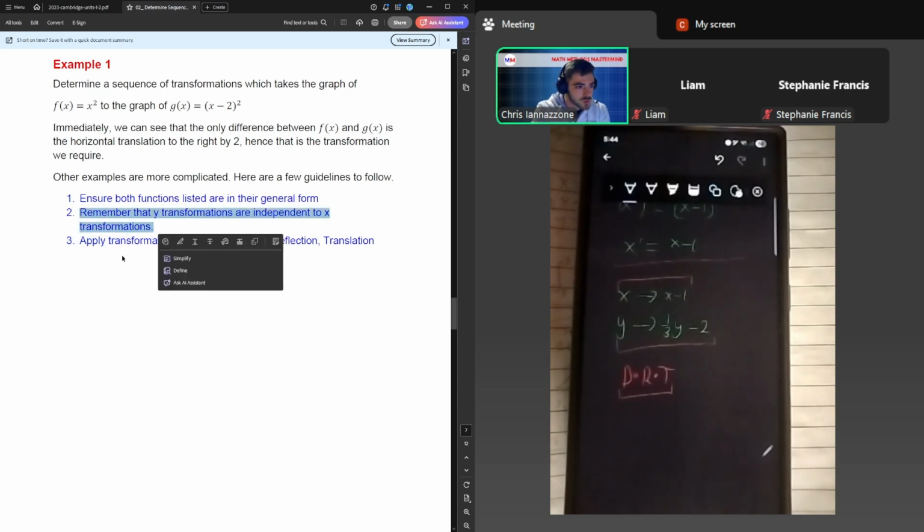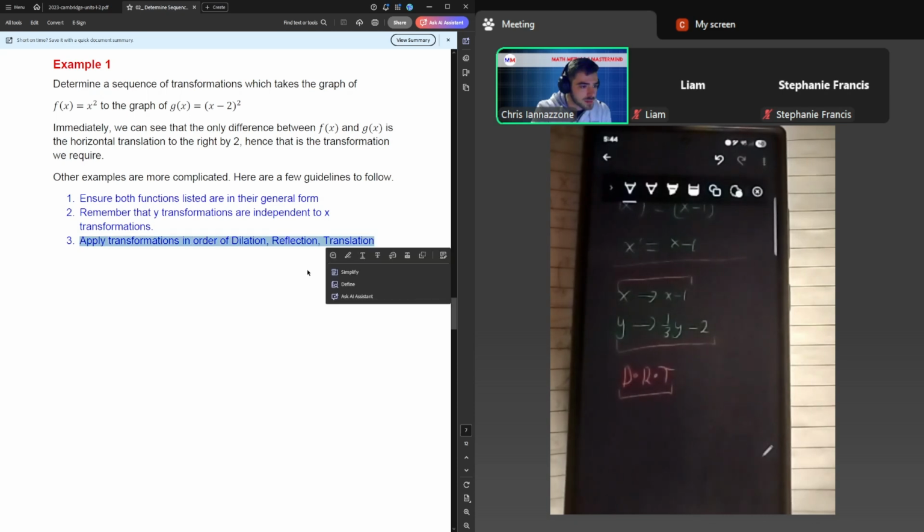This one here, more of a reminder, y is independent to x. So when you're doing your manipulations, anything that affects the y is not going to touch anything x related. Anything that touches x is not going to touch anything y. So you have a bit of freedom in choosing. You'll see later what that looks like. And my preference would be to do your transformations in order of DRT when you're actually applying them, and you'll see why in a moment.